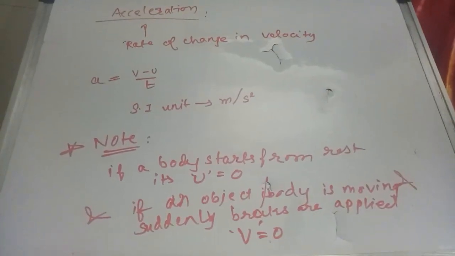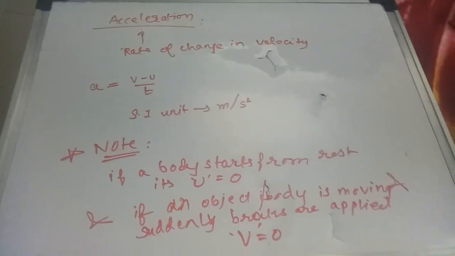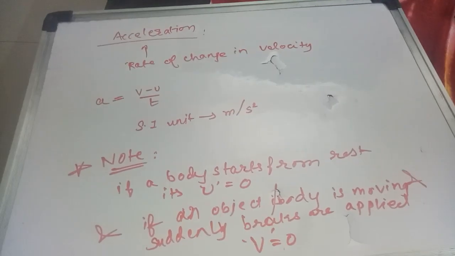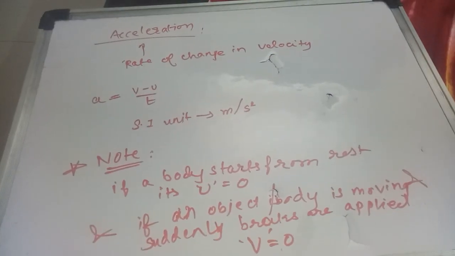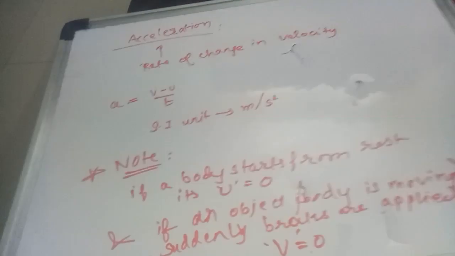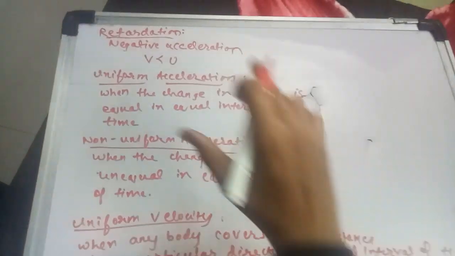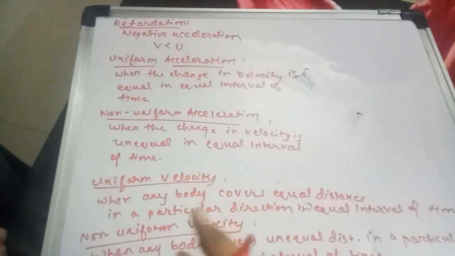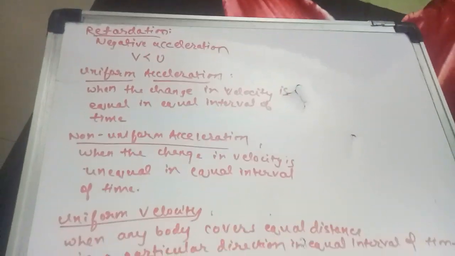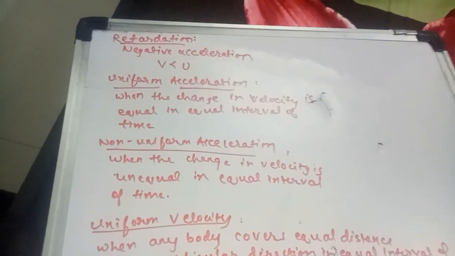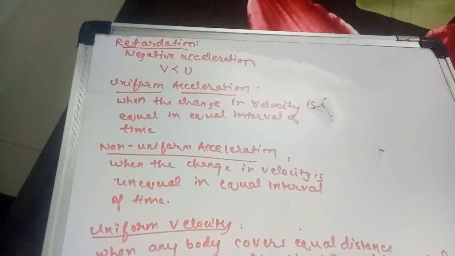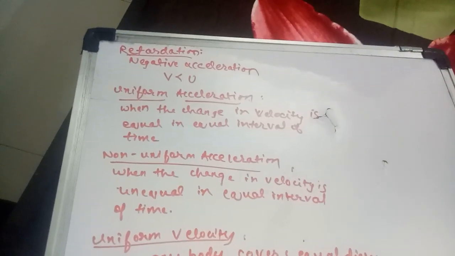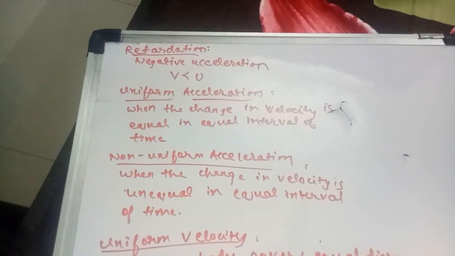Now comes the next topics: what is retardation, what is uniform acceleration, what is non-uniform acceleration, what is uniform velocity, and what is non-uniform velocity. Retardation is also known as negative acceleration. In this case, the final velocity is smaller than the initial velocity. What is uniform acceleration? When the change in velocity is equal in equal intervals of time. Means if velocity is changing equally in equal intervals of time, it is said to be uniform acceleration.